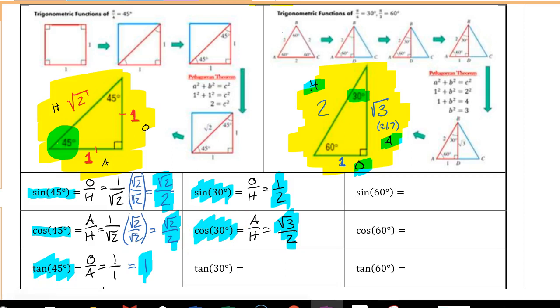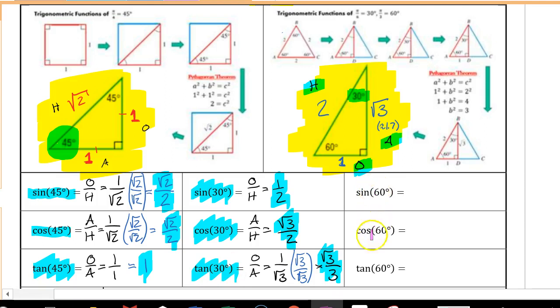And lastly, if we did the tangent, opposite over the adjacent, we get 1 over square root of 3. Much like before, we don't want square roots in the bottom, so I'm going to multiply the top and bottom by square root of 3 over square root of 3. Root 3 times root 3 is just a 3, and square root of 3 times 1 is just a square root of 3. So we're left with the tangent of 30 degrees equal to square root of 3 over 3.